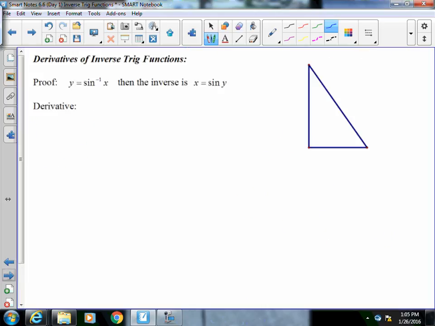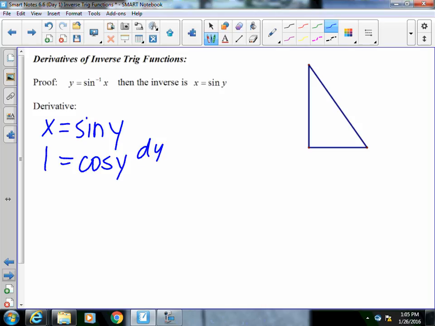Now, derivatives of inverse. Well, I'm going to show you a proof. If y equals the inverse sine of x, then its inverse is x equals sine of y. So, if x equals sine of y, the derivative of x is 1, since we're deriving in terms of x, and the derivative of sine of y is cosine of y dy dx, which means dy dx is equal to 1 over the cosine of y.